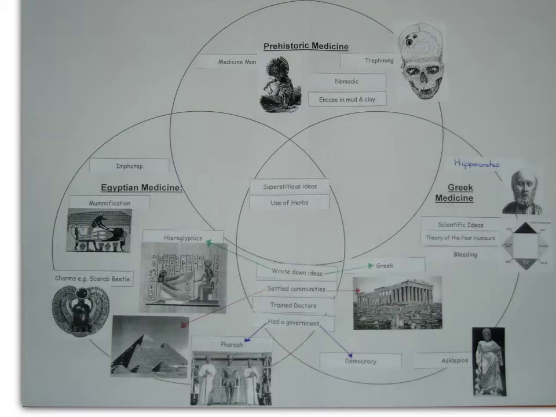The use of charms is mostly associated with the Egyptians, but there is an argument that it could apply to all three. The medicine man had their crystals. We still have charms and amulets that people wear today for good luck.